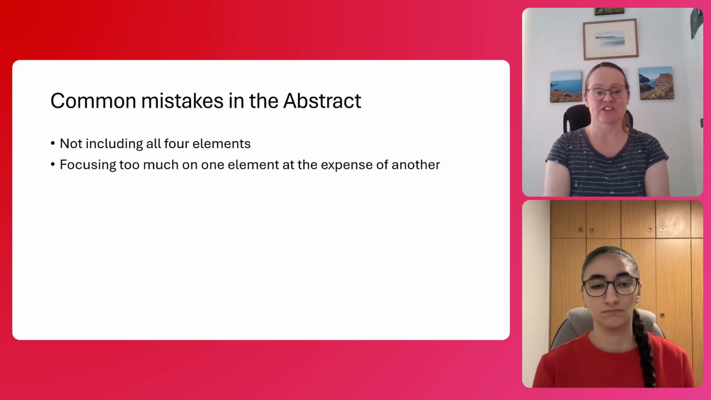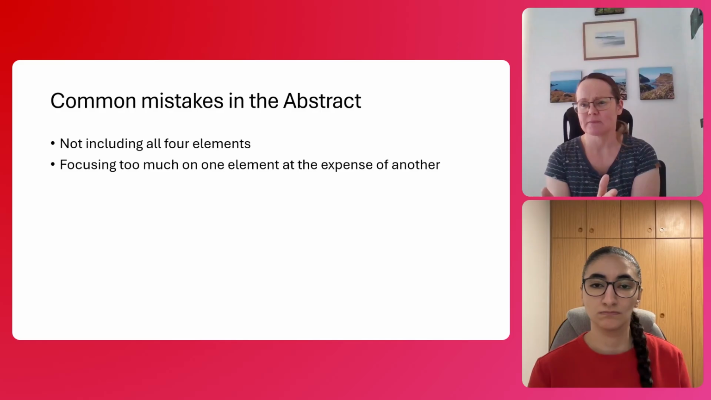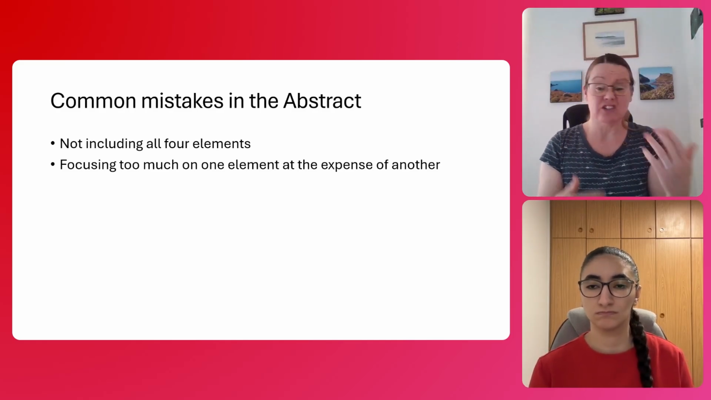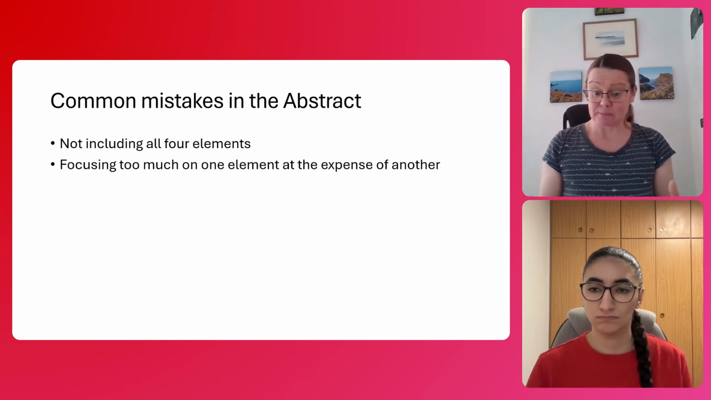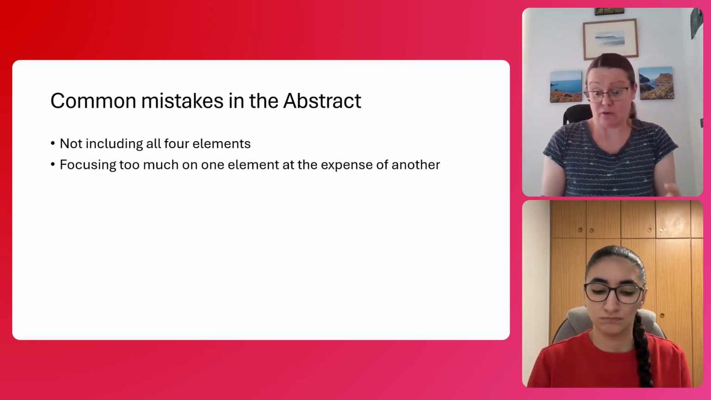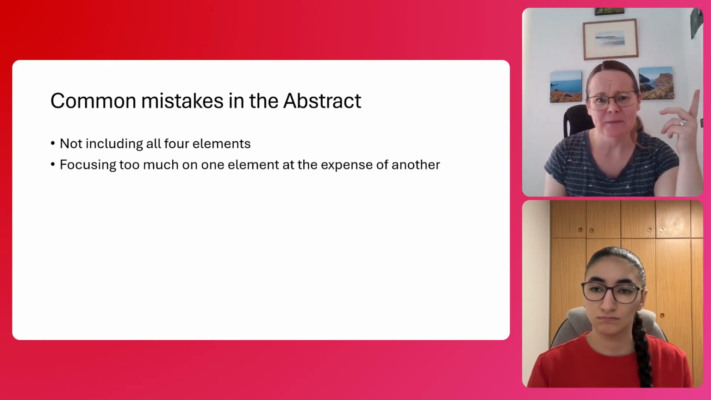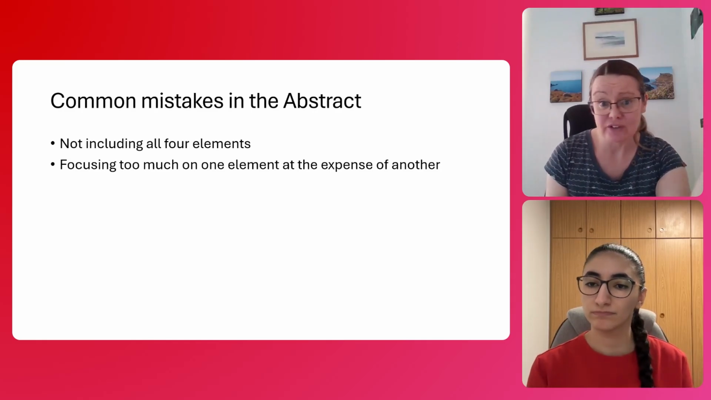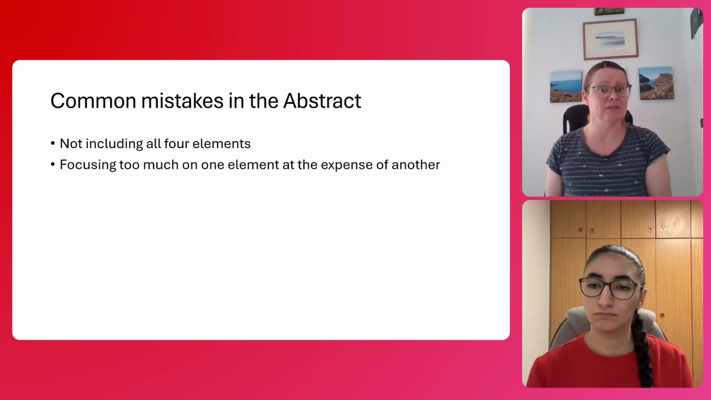It's linked very much to this problem of focusing too much on one element at the expense of another. So I will see an abstract where the writer essentially summarizes their main findings. That's great, because as a reader, we're very well informed about what the study shows, but we have no context. We don't understand why those results are important to the field. Neither do we know what they've brought to the field. We have no conclusion. The abstract's weak.